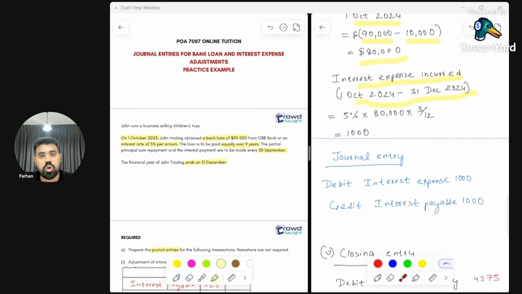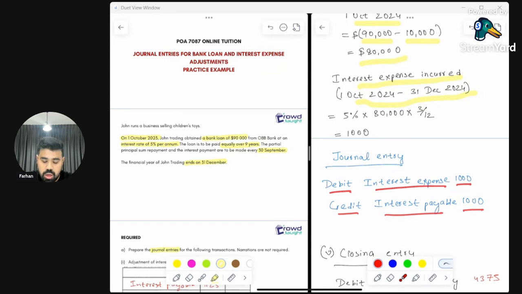Because we know for sure that this is a liability, and we also know for sure when liabilities increase, we credit it. So we are crediting the interest payable by 1,000, which reflects the increase in liabilities. And we also at the same time increased our expenses for the business. Therefore, when expenses go up, we debit them. So that's why we're debiting interest expense by $1,000.